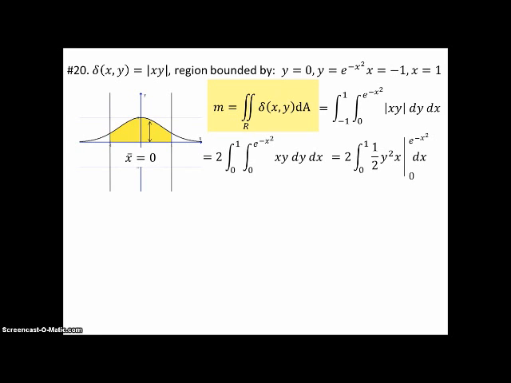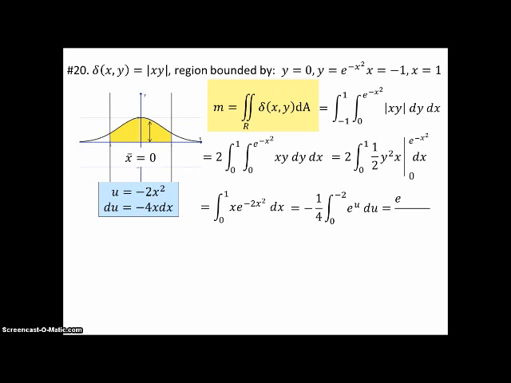Evaluated, the y value evaluated from 0 to e to the negative x squared. And 0 is just going to give us 0. So basically it looks like that. And now we can use integration by substitution. We'll let u equal the exponent, and then du is -4x dx. So here's our new integral. Don't forget to change your limits. And then I skipped the simplification, but there's what you end up with.